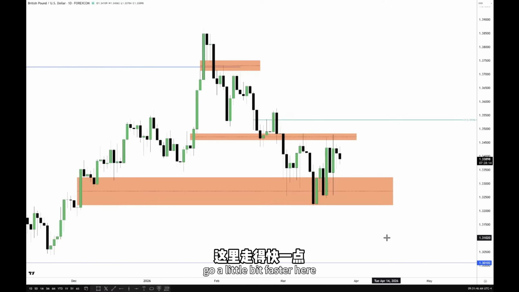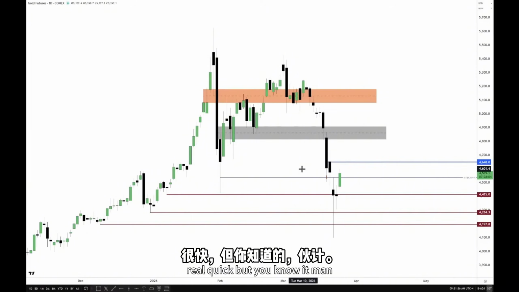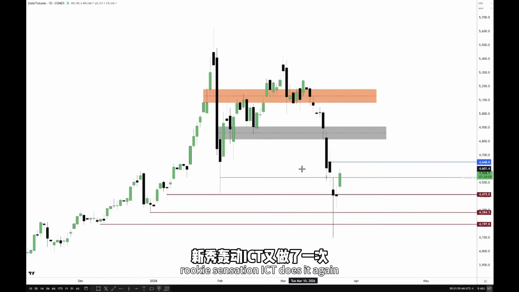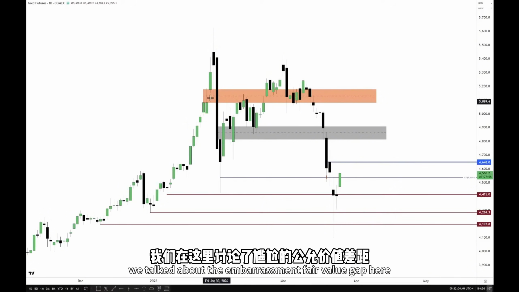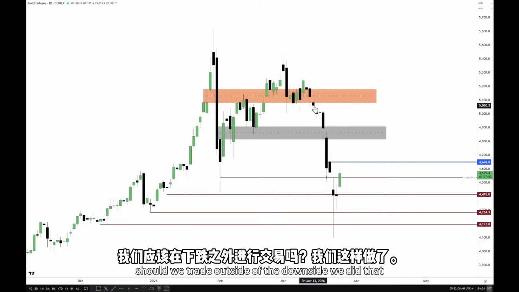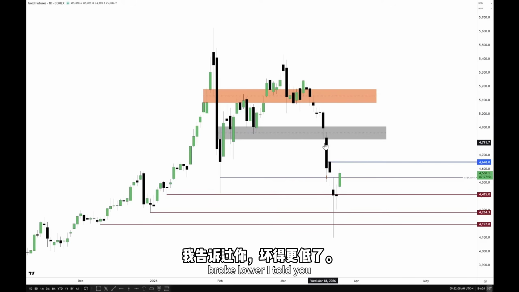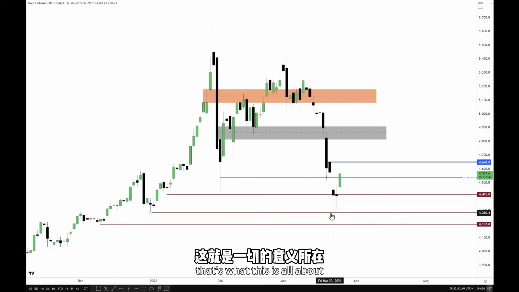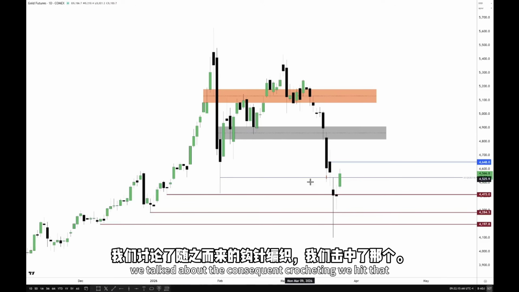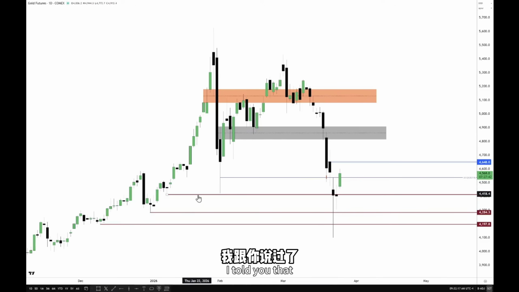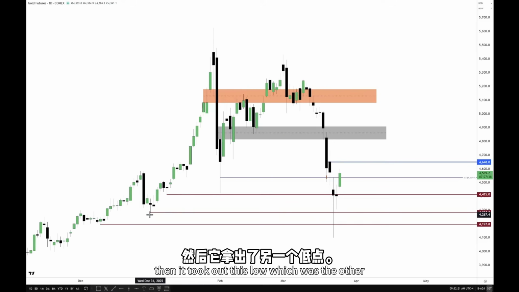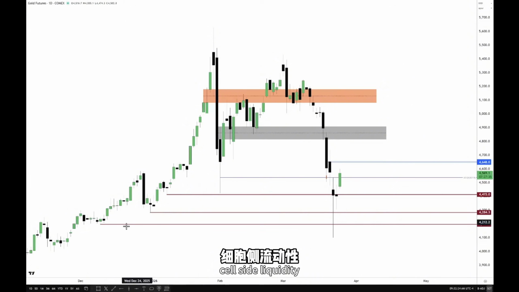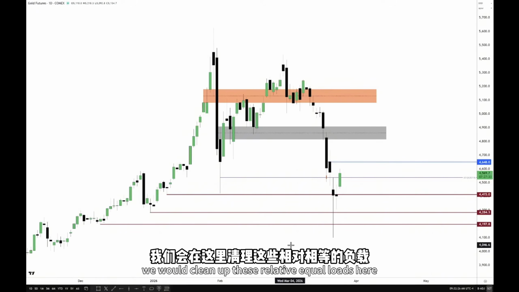Go a little bit faster here. Gold, real quick. But you know what, man, rookie sensation ICT does it again. We talked about the inversion fair value gap here. Should we trade outside on the downside? We did that. Broke lower. I told you we would see an aggressive sell off because of silver. That's what this is all about. We talked about the consequent encroachment. We hit that. I told you that we would clear up these relative equal lows. We did that convincingly. Then it took out this low, which was the other sell side liquidity. And I told you it would clean up these relative equal lows here, which it did.